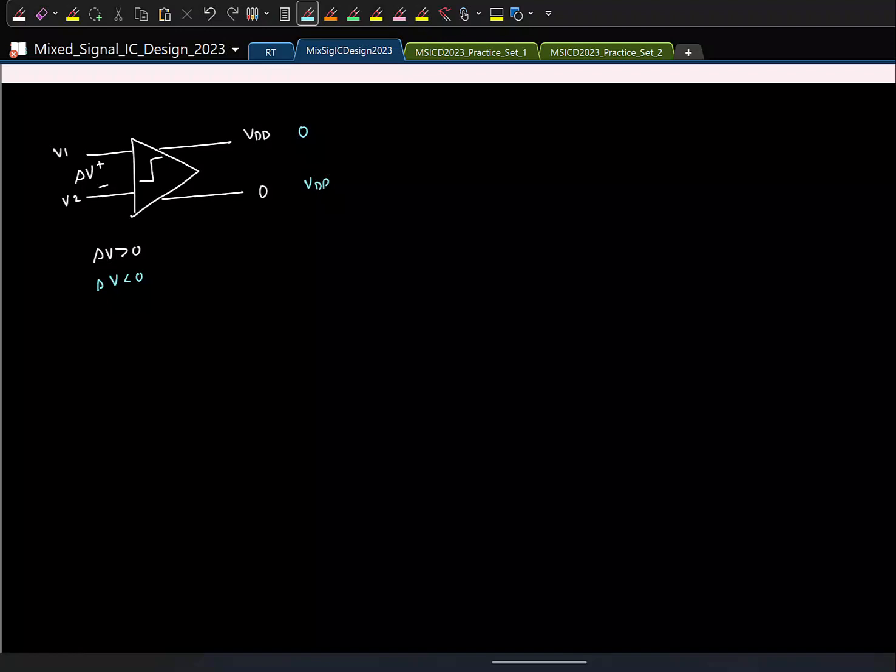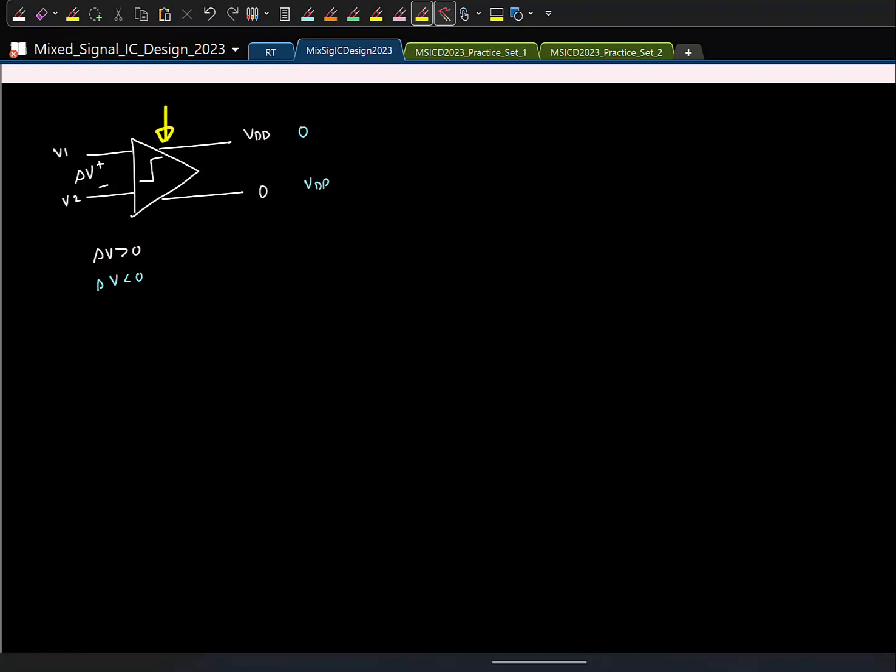I'll again draw a differential version. So if this is V1 and V2, the difference is delta V. If delta V is greater than 0, one of the outputs will go to VDD, the other will go to 0. If delta V is less than 0, the outputs swap. Great. So what is the simplest way to realize this?